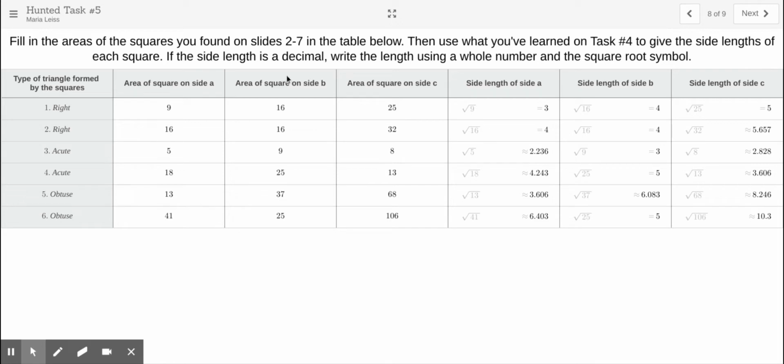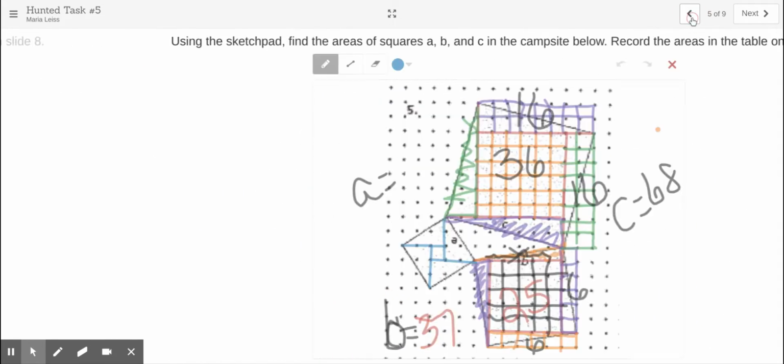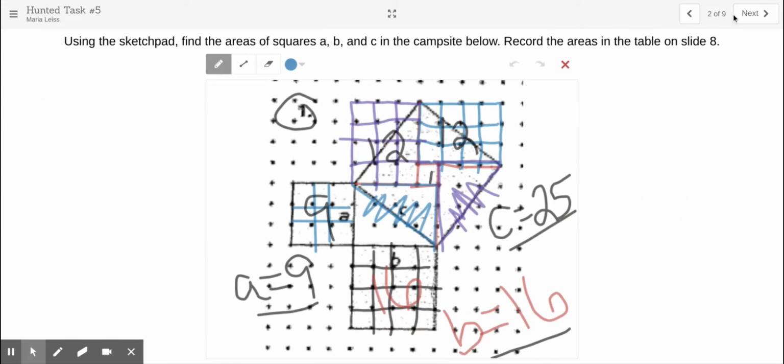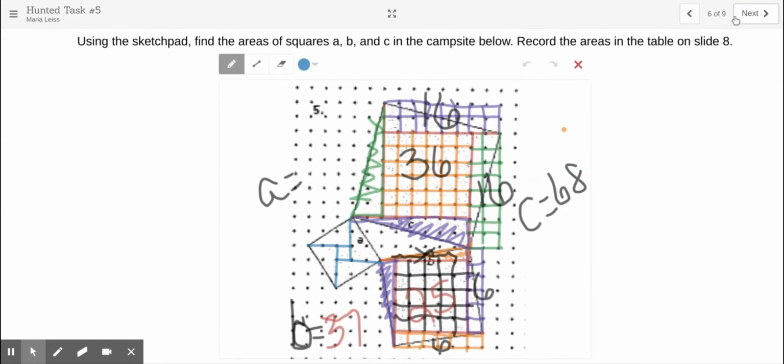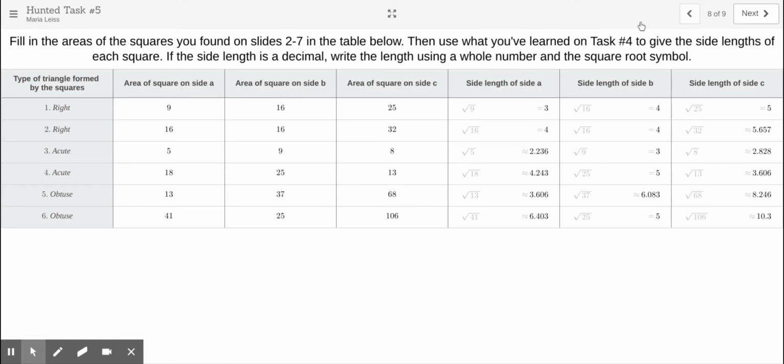These first 3 columns right here are all the correct areas for the squares from earlier in this activity. Okay, those are all the correct areas. So if you got an area wrong, now you can go back and figure out what mistake you made, and you can fix it. Remember, to get credit for those, you have to show where those numbers came from.